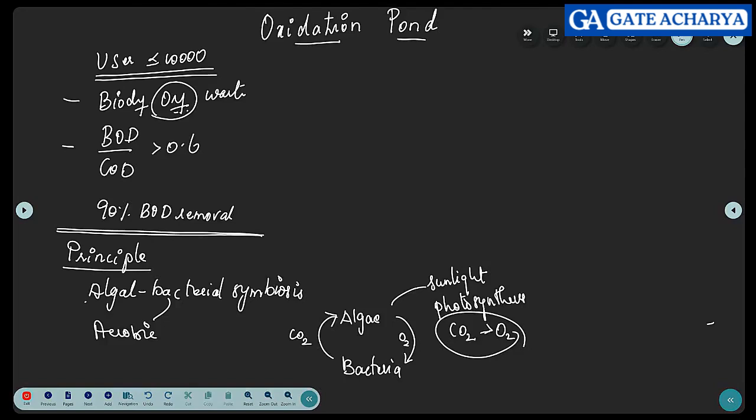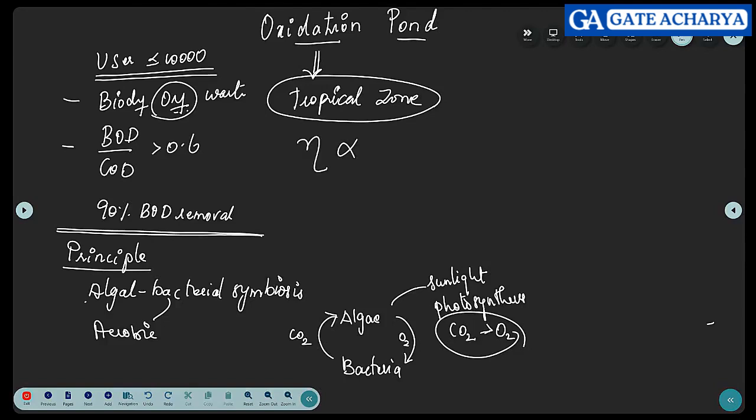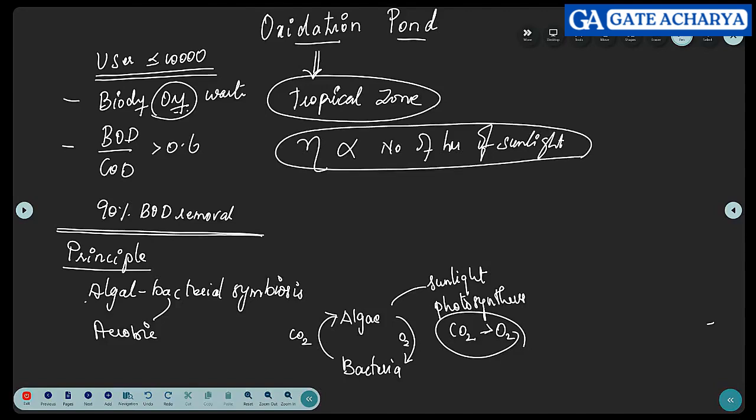There is one more external factor. For bacteria, food is available and oxygen is supplied by algae. For algae, carbon dioxide is supplied by bacteria, but for photosynthesis it needs sunlight. So this oxidation pond can be adopted only in a tropical zone. The efficiency is directly proportional to the number of hours of sunlight.